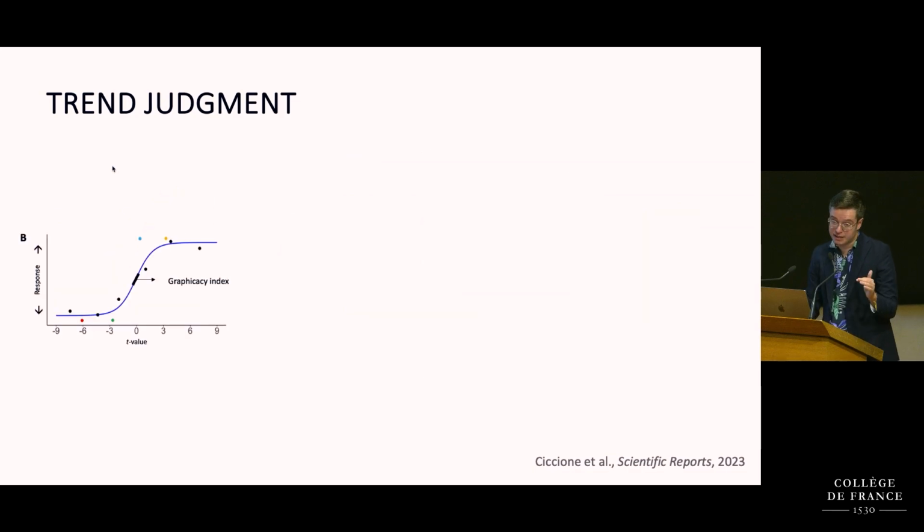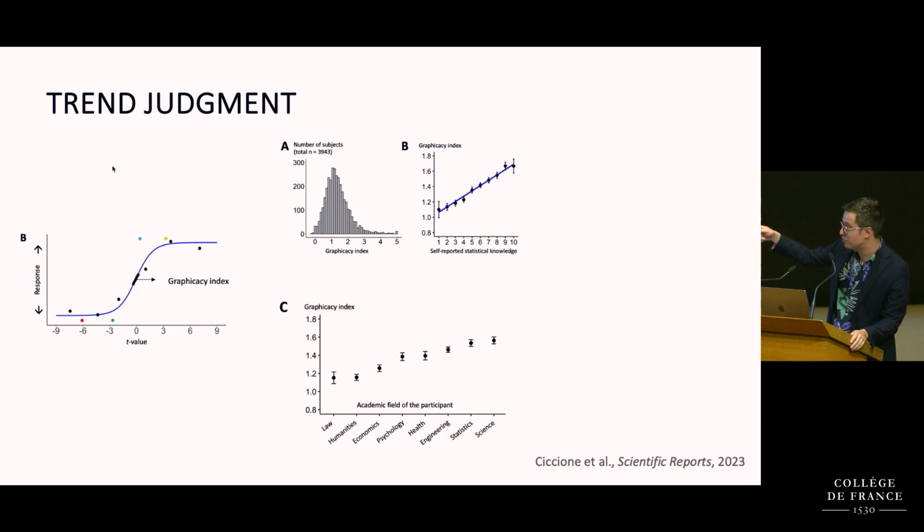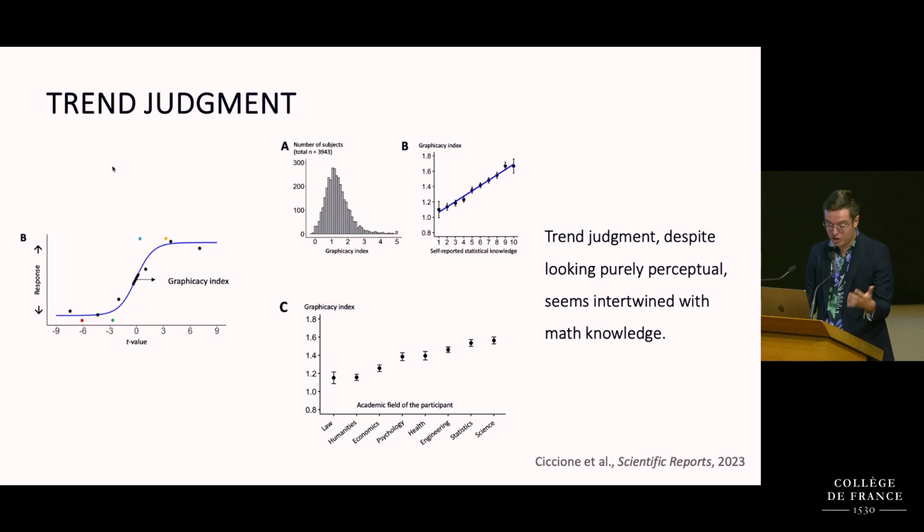And of course, for each participant, if you have such a curve, you can take the slope of this curve and it gives you a measure of the sensitivity in this task, so how good you are in this task. And this ability widely varies in the general population, and it's strongly correlated with statistical knowledge, but not, for example, with linguistic knowledge. And it also depends on the field in which you graduated. So the psychologists here, we are in the middle, defending ourselves, but we're not necessarily the best. So again, trend judgment, despite looking really perceptual, seems to be intertwined with math knowledge.